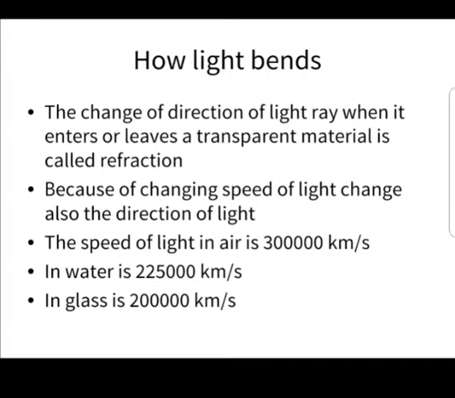How light bends. The change of direction of a light ray when it enters or leaves a transparent material is called refraction, or refraction is said only the bending of light. Because of the changing speed of light, the direction of light also changes. This is the reason why the light bends. We know the speed of light in air is 300,000 km per second, in water is 225,000 km per second, and in glass is 200,000 km per second.